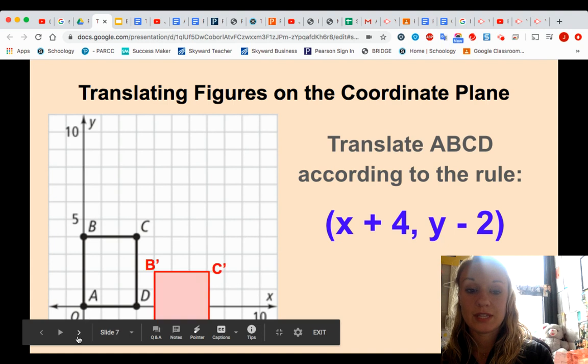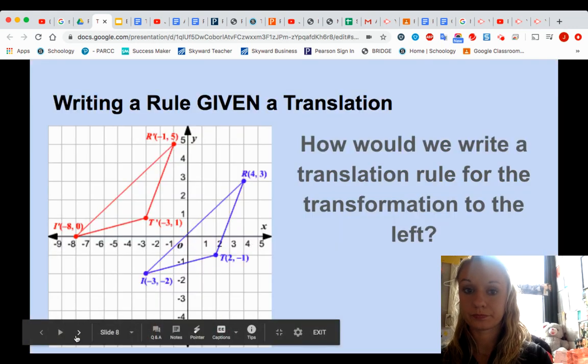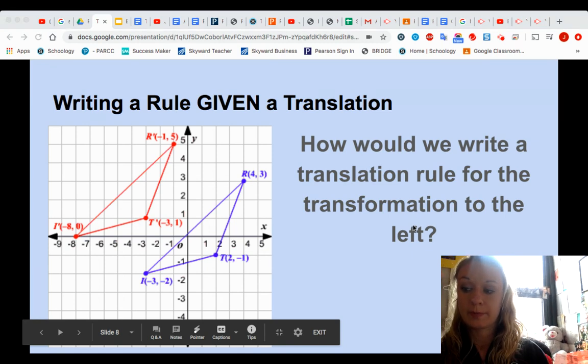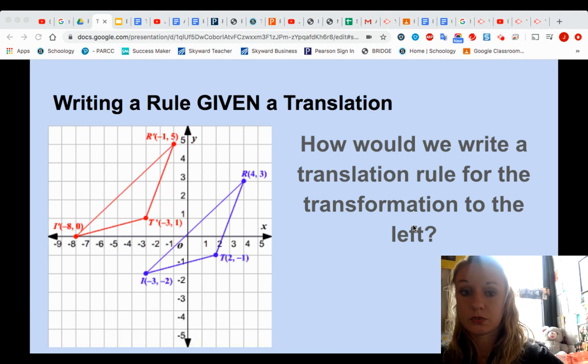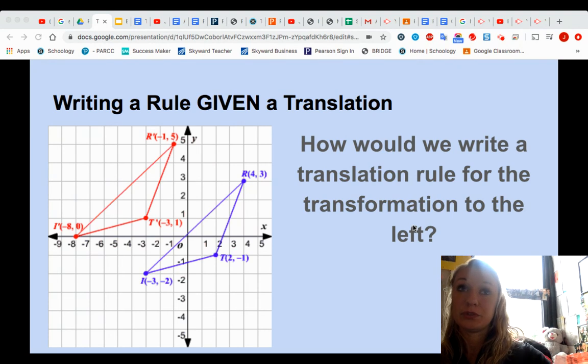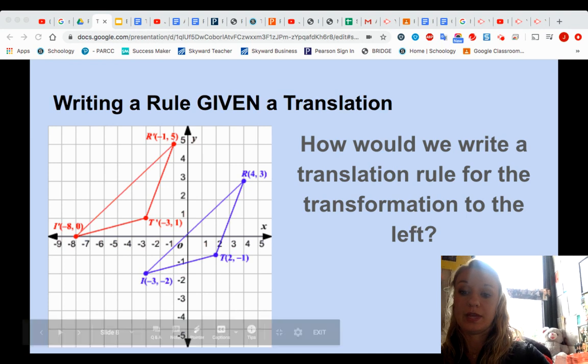So if you did that, which you should have, it should look like this. So every single piece moved to the right 4 and it moved down 2. And notice that I labeled my image with prime as well. Now, if you're looking at a translation and you're asked to write a rule, remember, step 1, you need to identify which one is your pre-image. So if you're looking at your screen, pause it quickly and look at which one's your pre-image. Unpause. All right, it should be your blue one because that's just RIT or whatever. Then you're going to pick one of your coordinates and you are going to trace the movement.